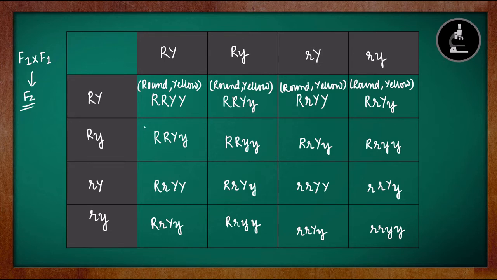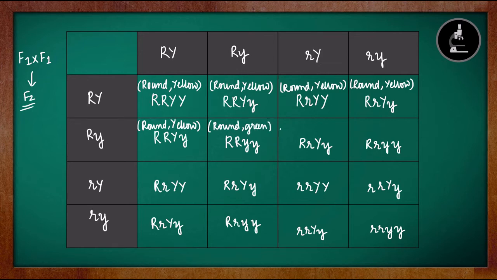Capital R. So definitely it is going to be round because there is no possibility of having a recessive character. Next, capital Y, small y. One dominant allele is there, that's why it will be yellow. Capital R. So therefore it will be round. Small y, here there is no dominant allele, only recessive allele. And when both recessive alleles are present, it will be definitely recessive. So instead of yellow now, we will be having green color of the seeds.